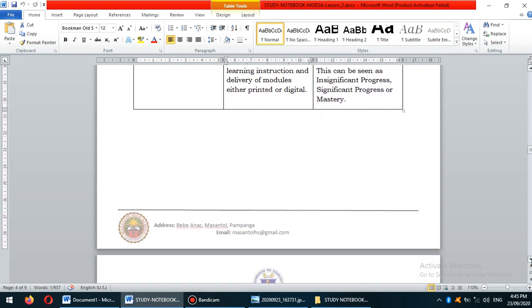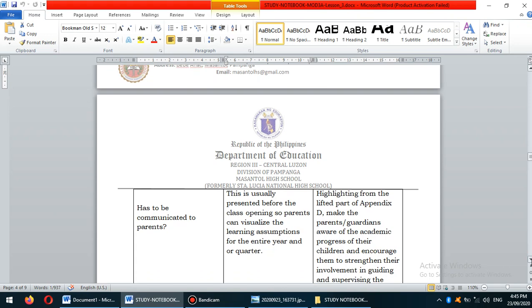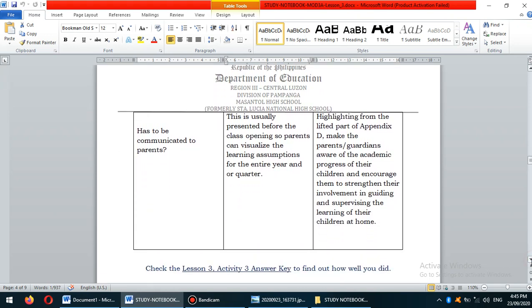Okay, next we also have how to be communicated to parents. Actually, this would be very difficult for us nowadays in distance learning, particularly those who are having modular distance learning as their prime modality in the new normal teaching, on how to deliver, how to assess, and how to communicate. Now, this would be my answer.